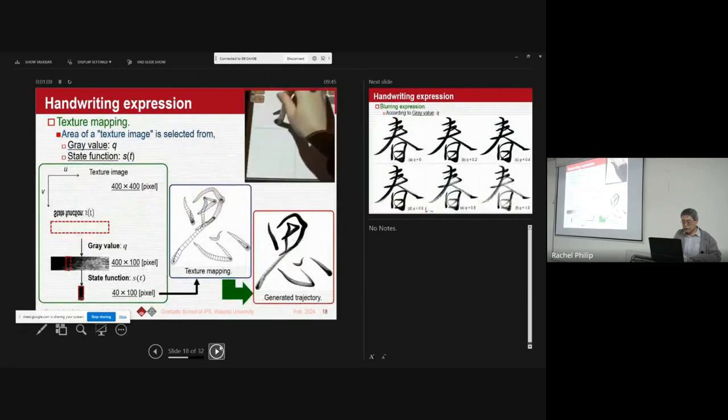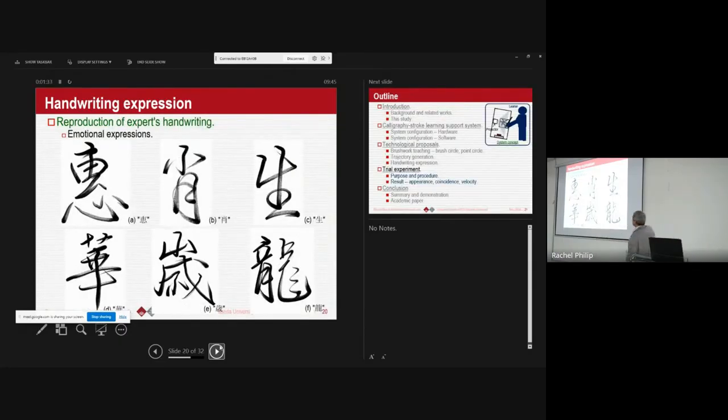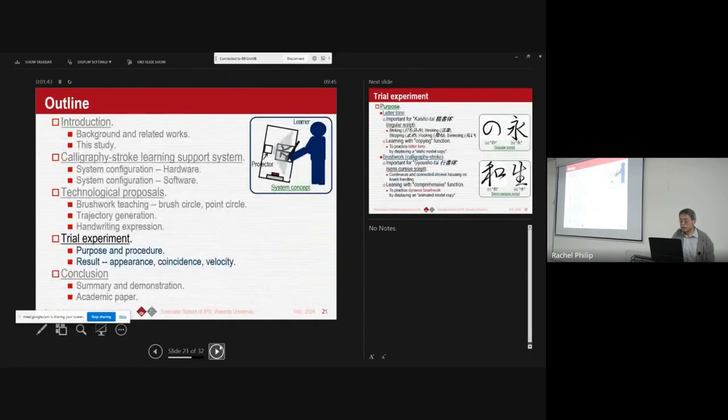As I showed here, this is like this, and this ink stone's quality is from 0 to 1. If you change the density of the ink, the blur expression will be changed. And by using this, this kind of expressive character writing can be realized by this system.